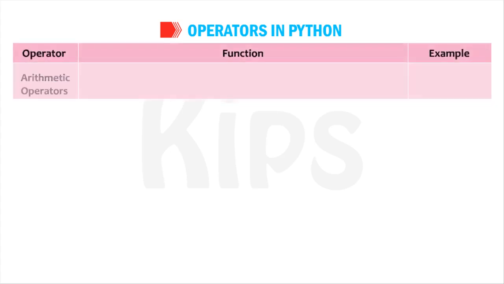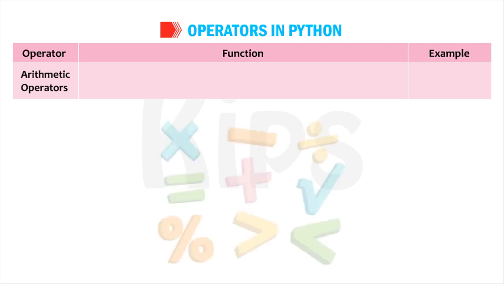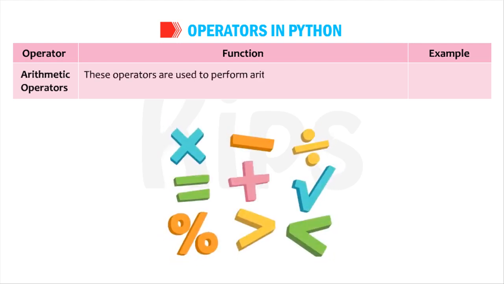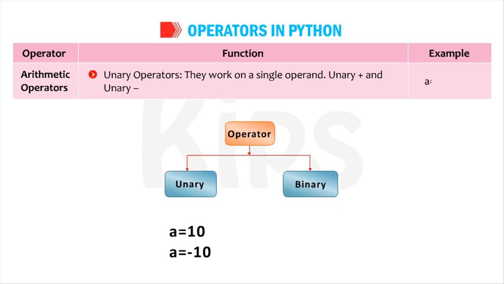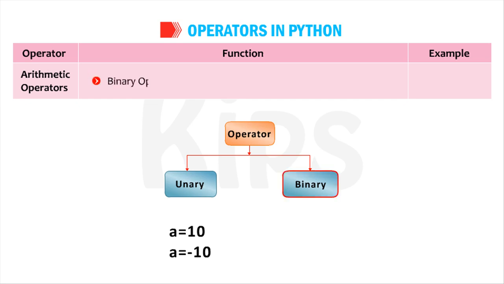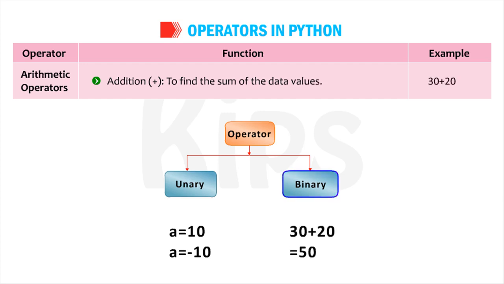Operator: arithmetic operators. Function: these operators are used to perform arithmetic operations on the data. These can be further classified as unary operators, which work on a single operand, unary plus and unary minus. Example, a equals 10 and a equals minus 10. Binary operators work on two operands. Addition, plus, to find the sum of the data values: 30 plus 20 equals 50.